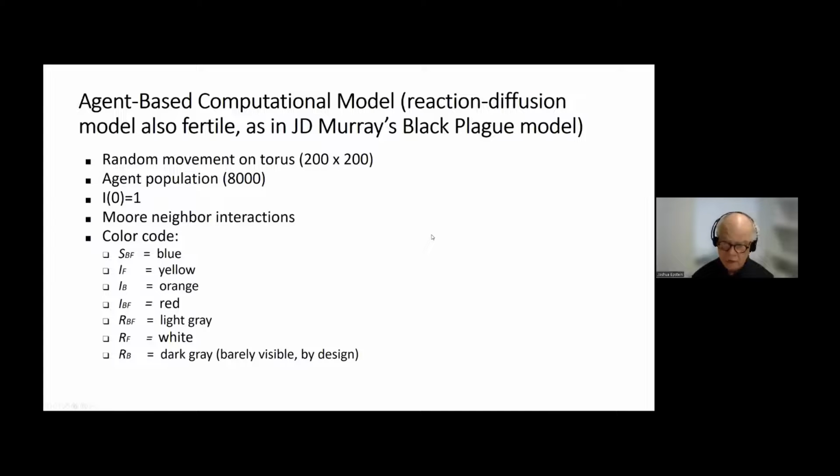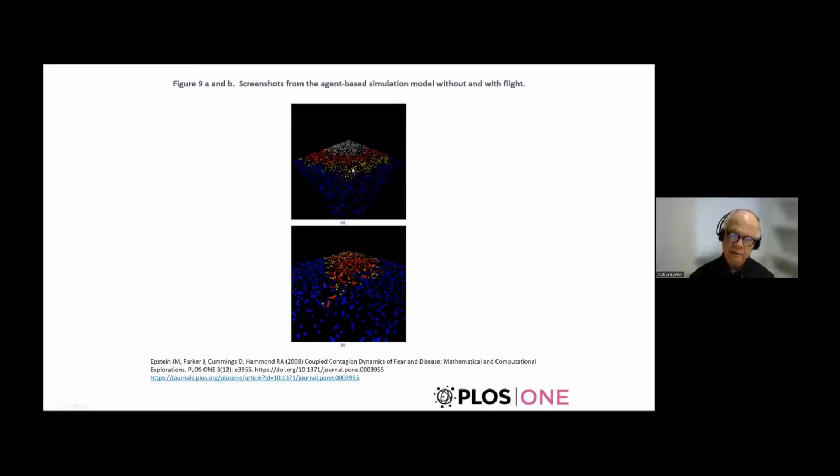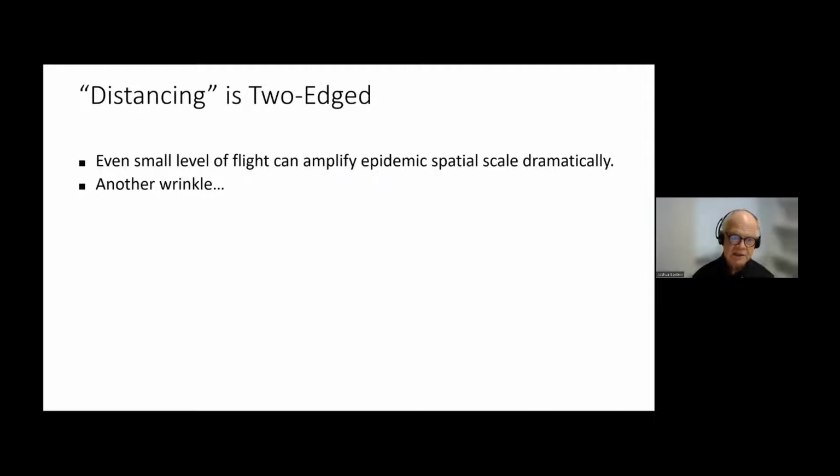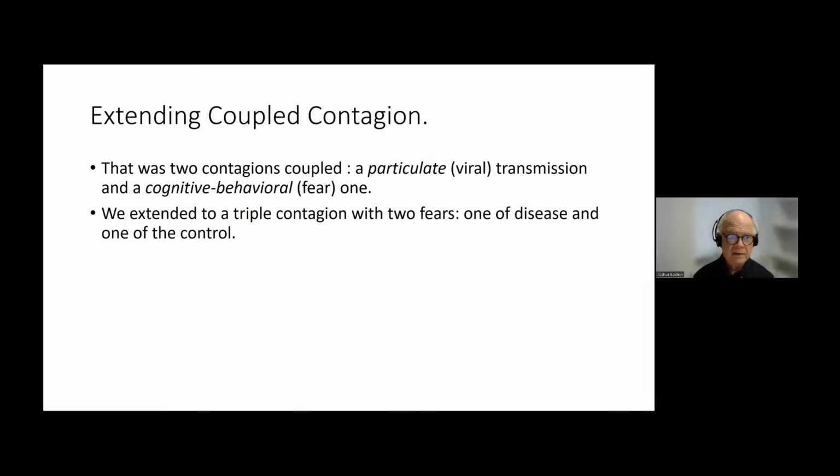And we did a little toy spatial model in which people flee. And of course, not surprisingly, it spreads the disease. And we can come back to this. All right, so distancing is two-edged. Even a small level of flight can amplify the epidemic's spatial scale dramatically. All right, so that was the two contagion model, where there are only two contagions. One is the particulate viral transmission, and the other a cognitive behavioral transmission, the fear transmission.